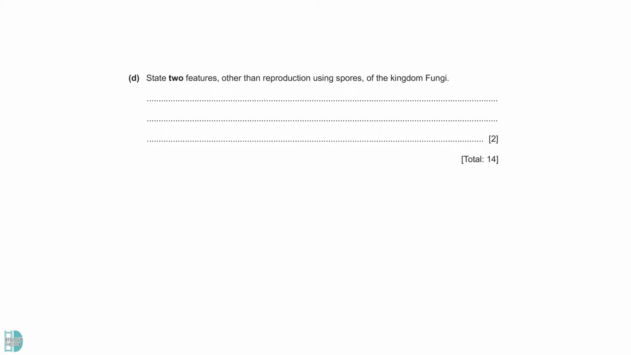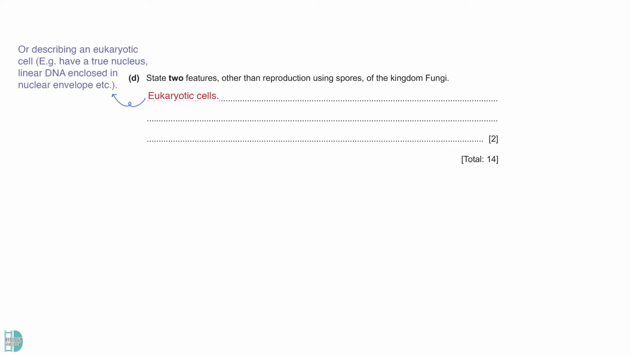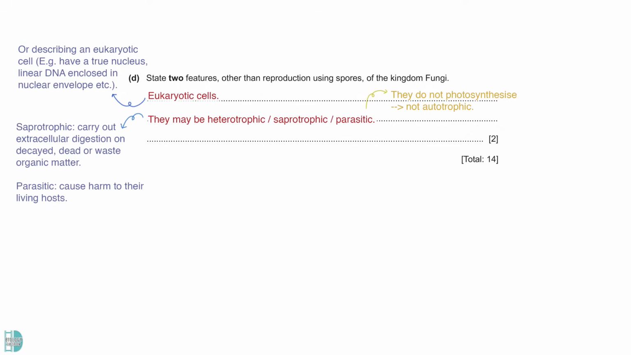D. State two features of the kingdom fungi. It belongs to the domain Eukarya, so they are eukaryotic. You can also get this mark by describing a eukaryotic cell. They do not carry out photosynthesis. They are not autotrophic but heterotrophic.